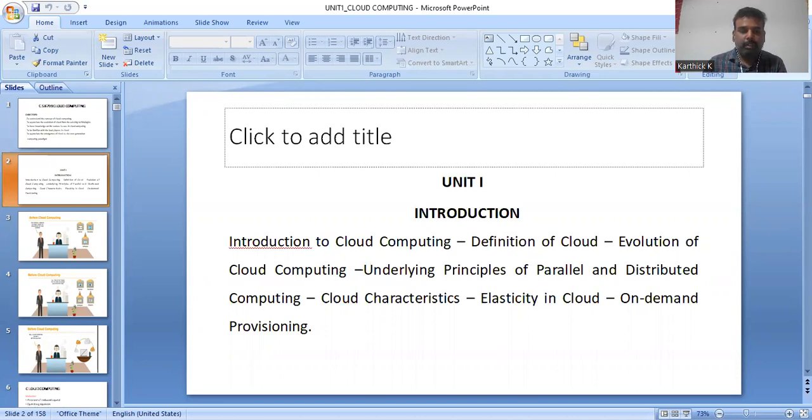So in the first unit, we are going to discuss the introduction to cloud computing, definition of cloud computing, evolution of cloud computing, underlying principles of parallel and distributed computing, cloud characteristics, elasticity in cloud, and on-demand provisioning. In the real world, we will see the importance of cloud computing, the different types of services, and the different types of models we are going to use in cloud computing. So first, we will see what is cloud computing.